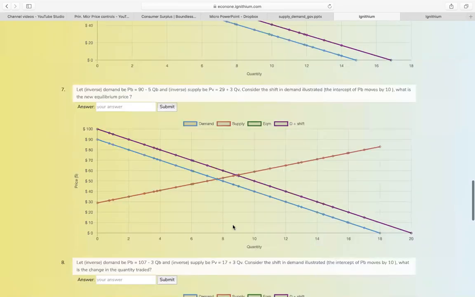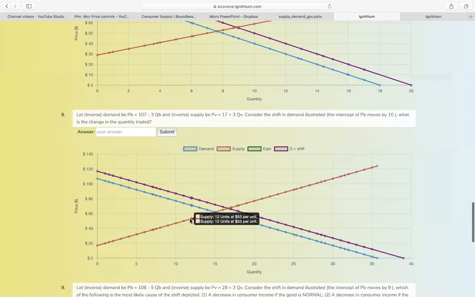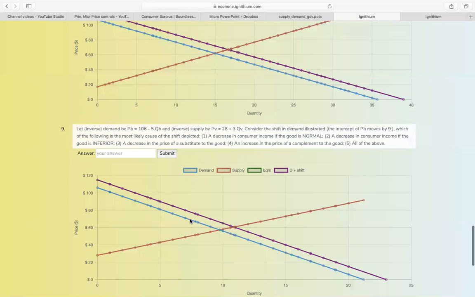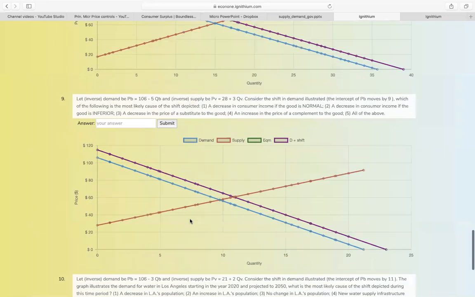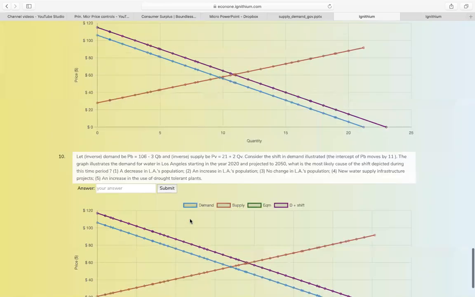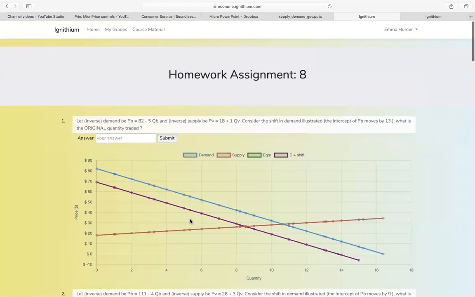So question 7 is the same sort of thing. What's the new equilibrium price? And question 8, what's the change in the quantity traded, again? And then for question 9 and 10, they're asking about factors that can cause the shift that's depicted. So that should help you.